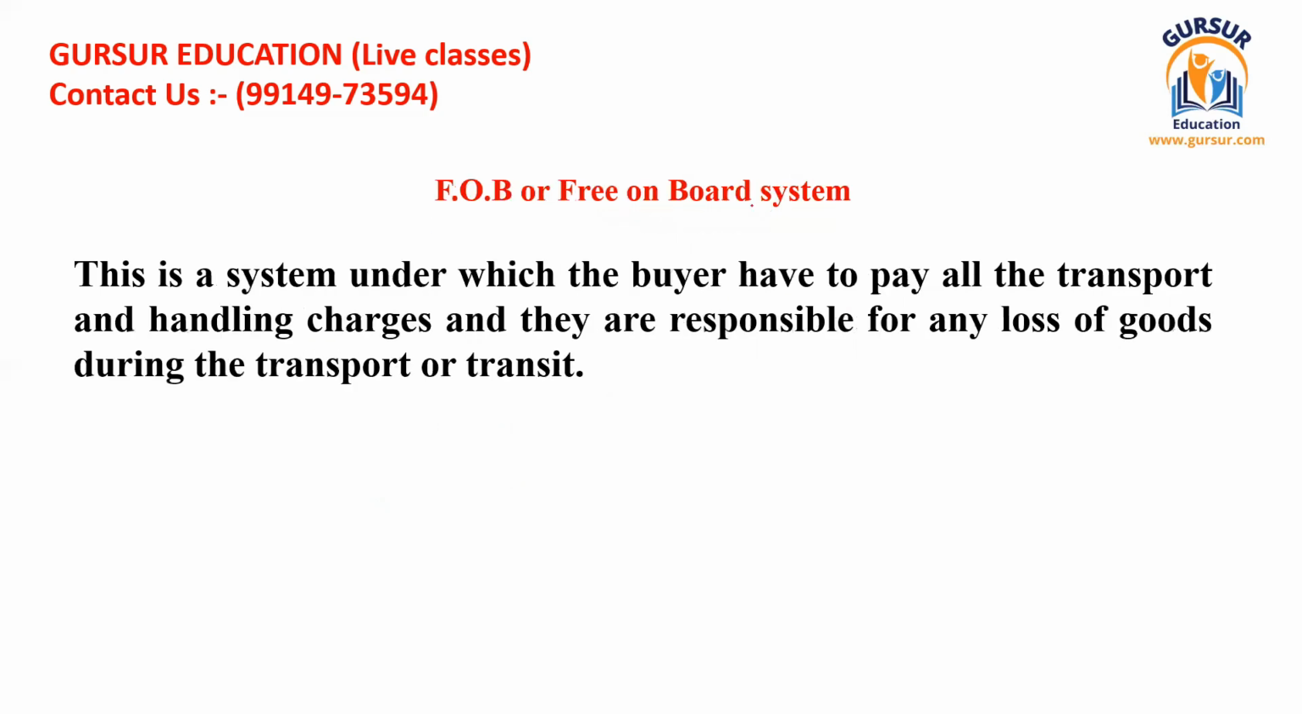So this was the next one. This is the free on board or FOB system of pricing. What happens here? All the expenses like transportation expenses, handling charges, and any loss of goods in transit, everything is the responsibility of the buyer only. The system in which the buyer has to pay all the transportation cost, all the handling cost, and is responsible for any loss of goods during transit is known as the free on board or FOB system of pricing.